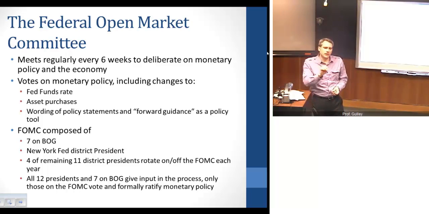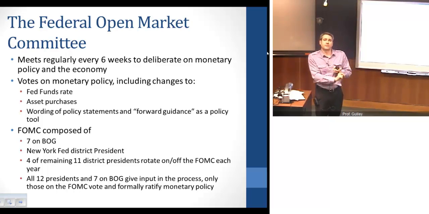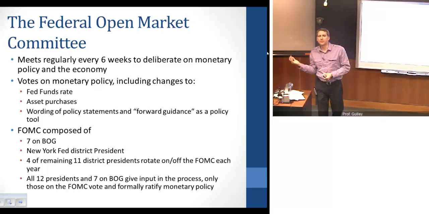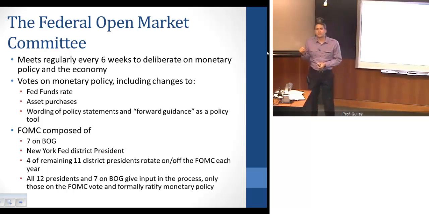So with instrument independence, the Fed has complete autonomy in some sense in order to decide how it is going to achieve its goals. In the case of the Fed, they conduct open market operations, they manipulate the Fed funds rate, they conduct asset purchases. So all of the things that they do in terms of the policy levers, it has pretty much full autonomy to do. So for the Federal Reserve, it has a great deal of instrument independence.